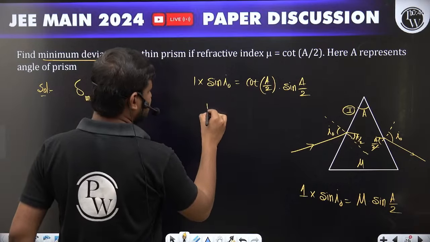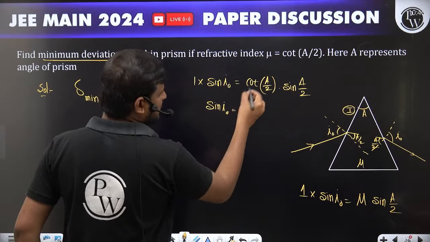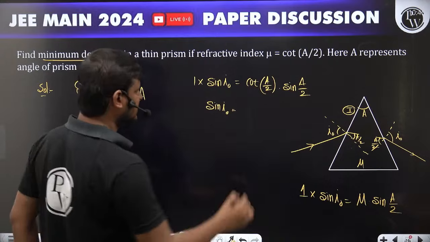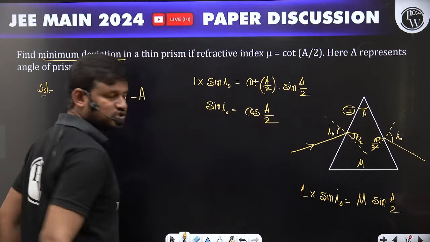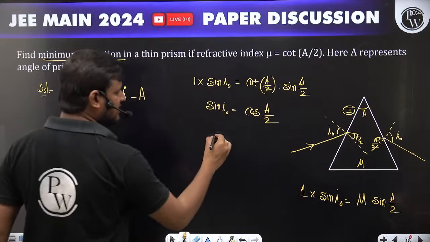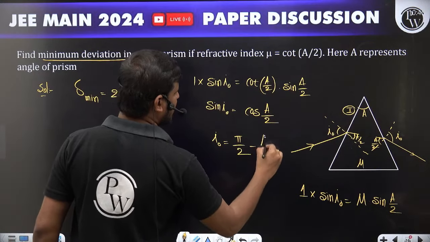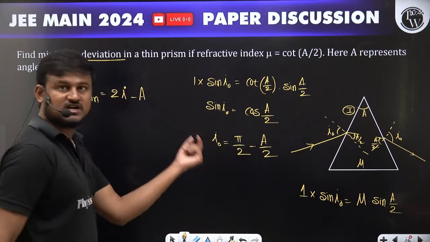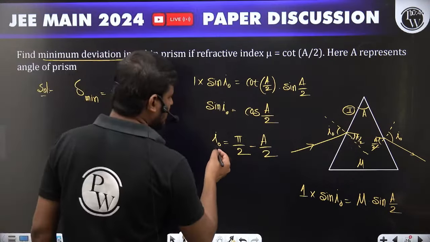Then I can write sin I naught is equal to, here sin A by 2, sin A by 2 gets cancelled. So we get cos A by 2, right? Then do the simple calculations. We get I naught is equal to pi by 2 minus A by 2. Basic calculations, we just converted this one from sin to cos. Okay, so then we got I naught.